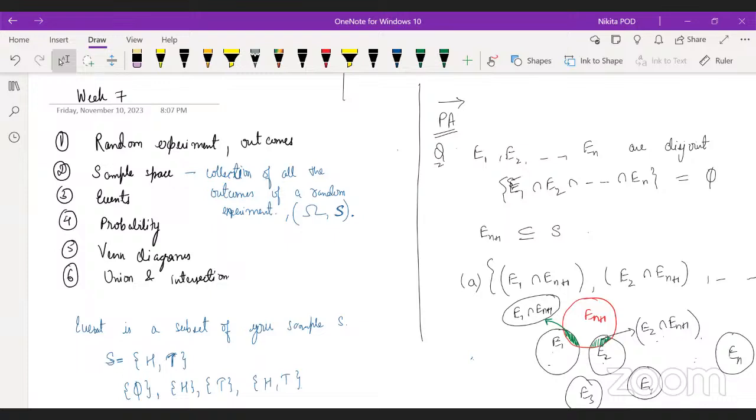Another example, again a very basic one that is taken very often, is rolling a fair die. Again, you don't know what outcome you are going to get. It can be 1, it can be 2, it can be 3, and so on. So whenever you don't know what outcome you are going to get, such kinds of experiments that you perform, you call them random experiments.